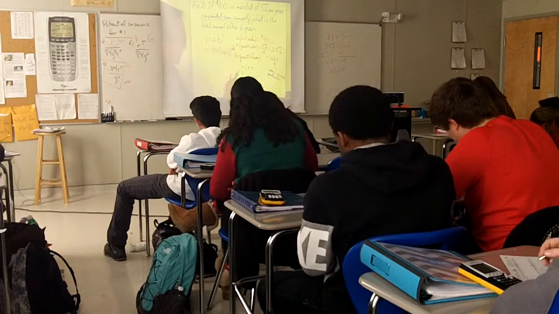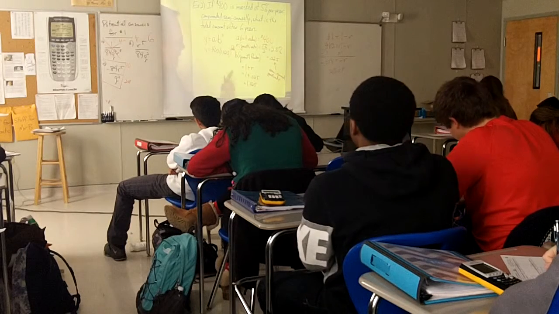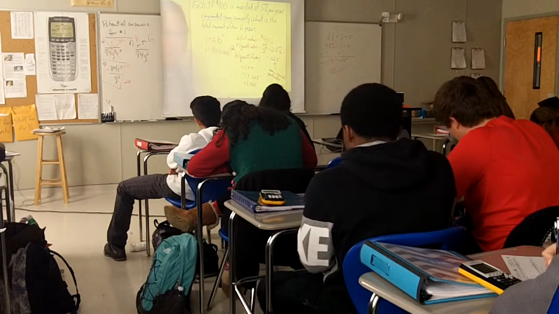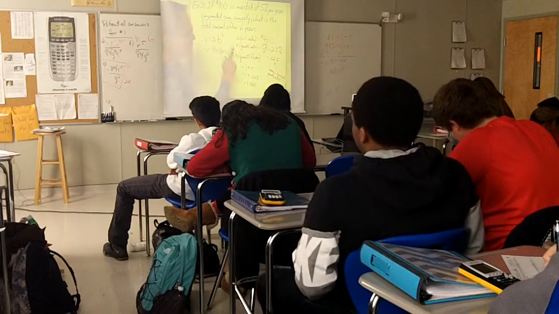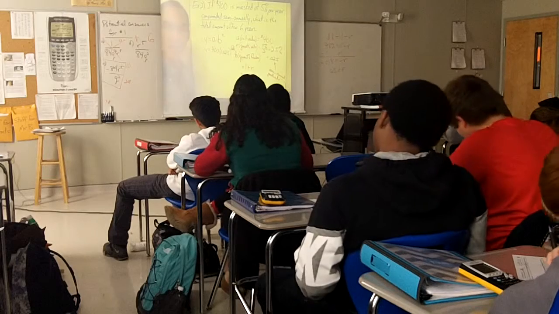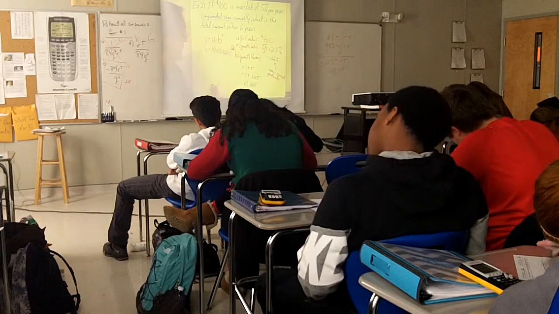All right, so this number here has gone from being a time value to being the number of compounding periods, or the number of times we're going to calculate interest. So this value now is 12.